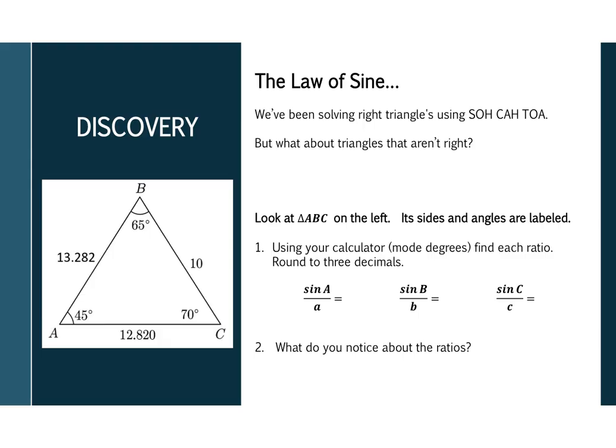So how about you try this as a discovery thing and notice that we have A is across from little a. So we're going to have this as little a. B is across from little b, and C is across from little c, or lowercase c. We're going to set up those ratios, make sure your calculator is in degrees. Try this and see what you notice.